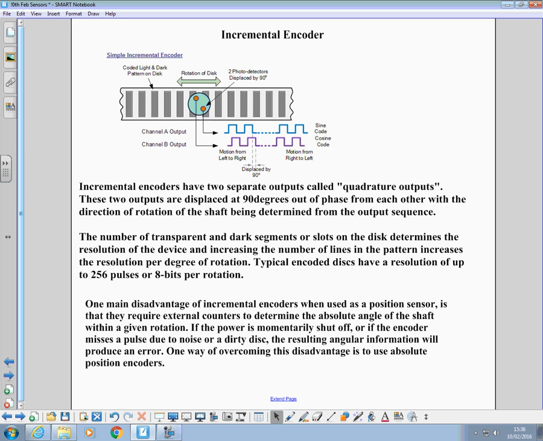Typical encoder disk of a revolution of up to 250 pulses, or 8 bits per rotation.